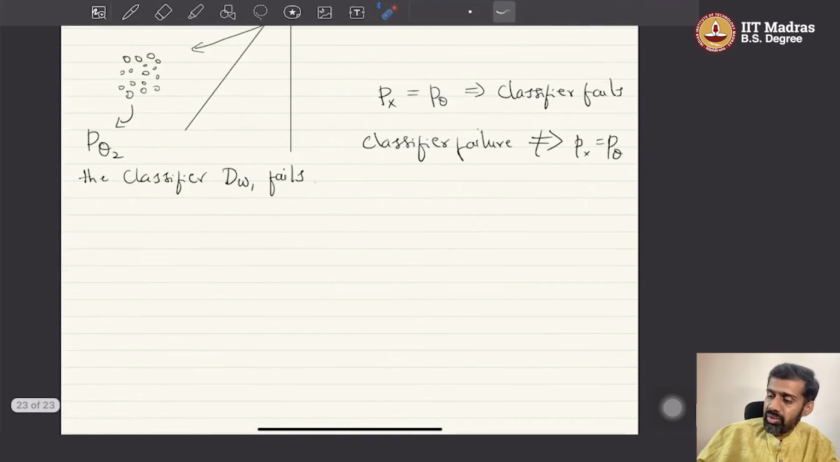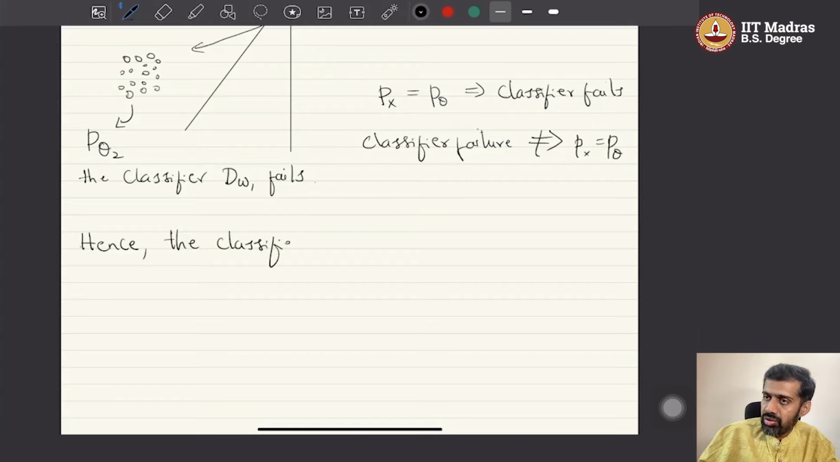One way to solve this problem is, hence, the classifier has to be simultaneously tweaked or changed along with the generator.